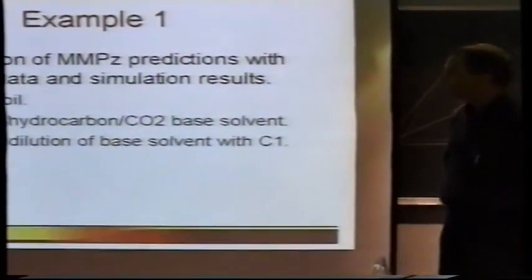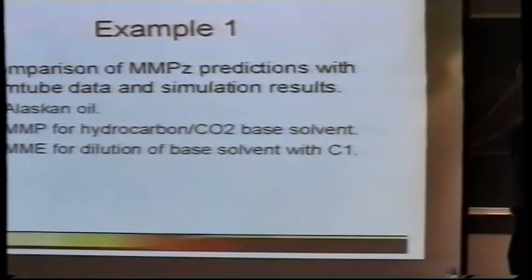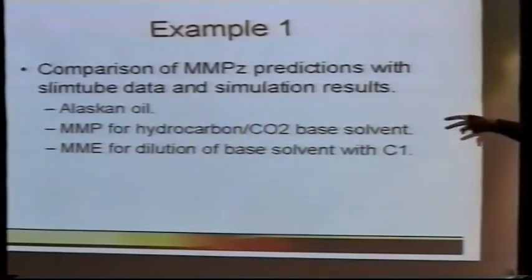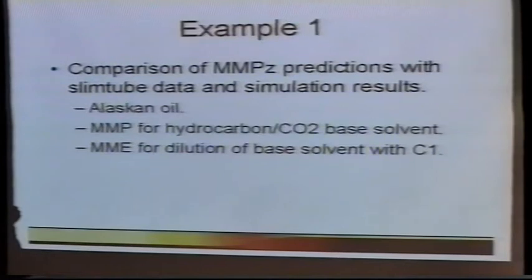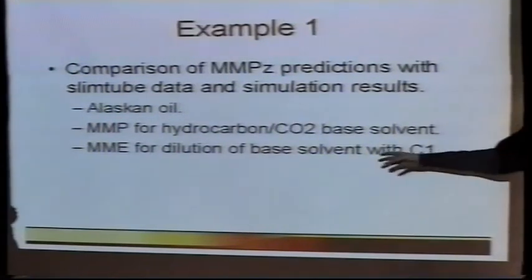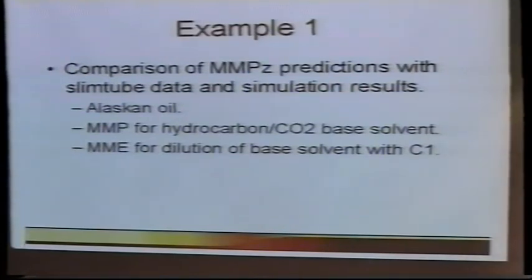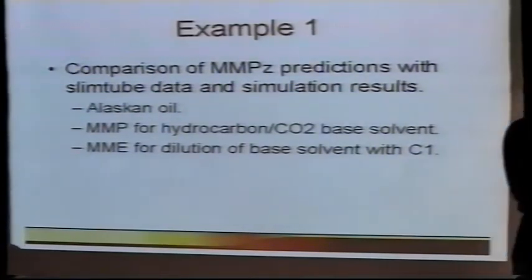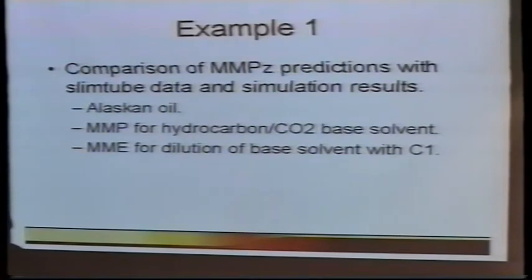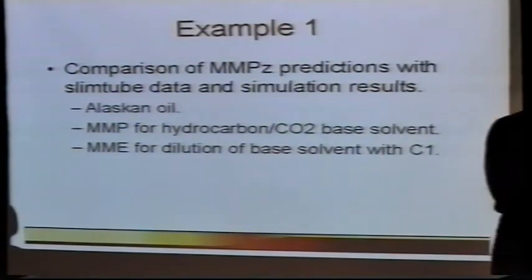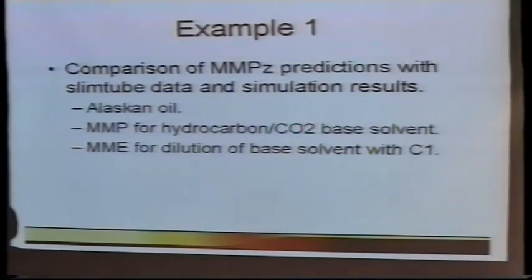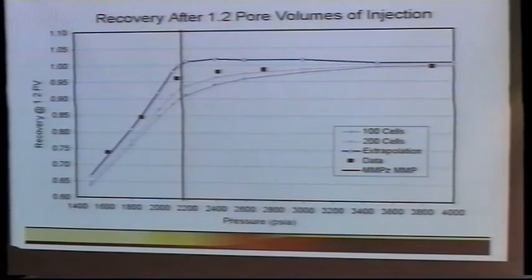The question was, well, what's the MMP of the Alaskan oil with that solvent? And then the second question is, how much can we dilute that base solvent with methane to achieve miscibility at a certain higher pressure? And so that would be a minimum miscibility enrichment calculation. All right. So here's the first case, the minimum miscibility pressure results.